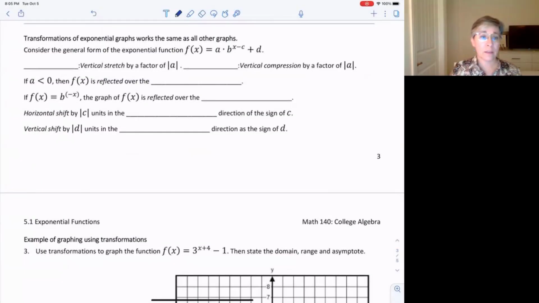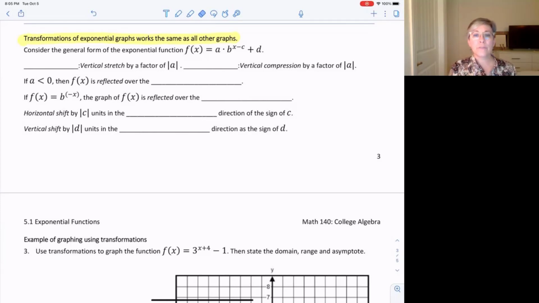When we are graphing, the transformations work the same as before. Okay, the same as all other graphs. These transformation rules always work. So if we're looking at this general form of an exponential function where f of x equals a times b to the x minus c, so we're subtracting c from the x value, the input, and then plus d from the entire function.